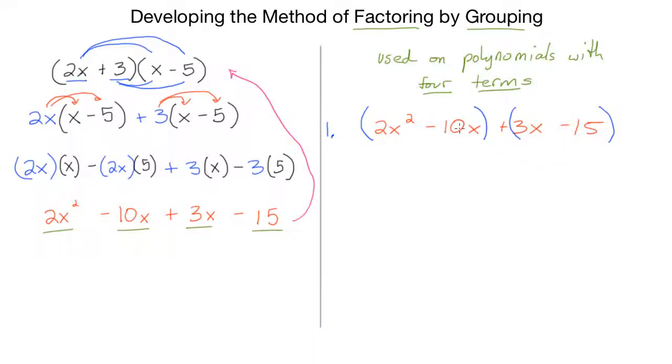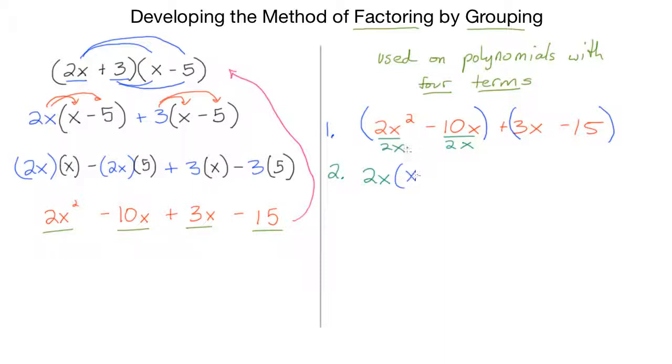Now here's why we group things out. The second step is look for common factors. So let's do step 2. I'm going to look at the 2x squared and the negative 10x. What are common factors? I'm going to factor out the greatest common factor. They both have a factor of 2 in common, and they both have a factor of x.